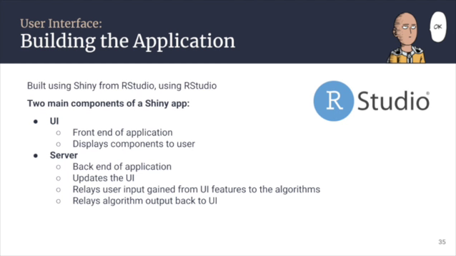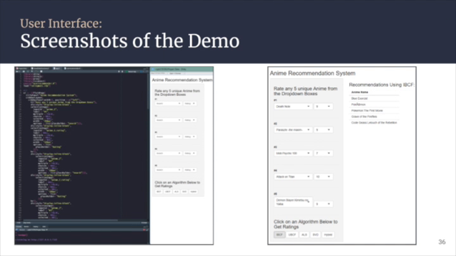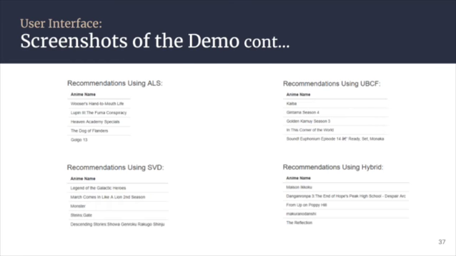It uses the user input from the UI features and feeds it to the algorithms, and then the algorithms feed the output back to the UI. Here we can see screenshots of the application running on my computer. The next slide shows the outputted recommendations for all four algorithms.